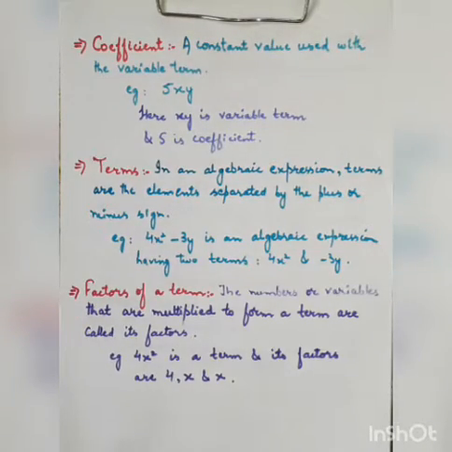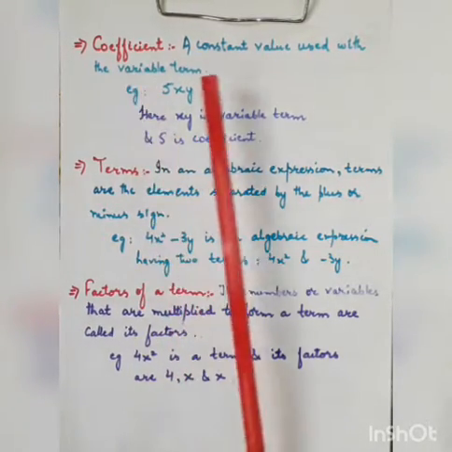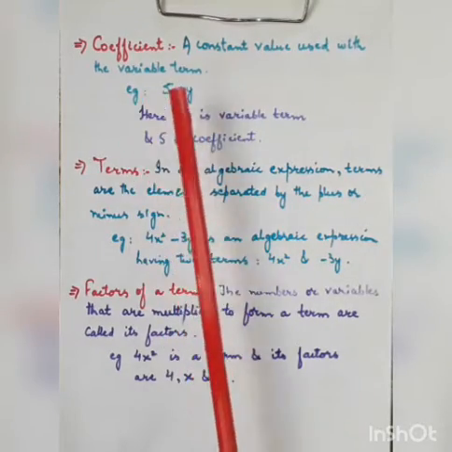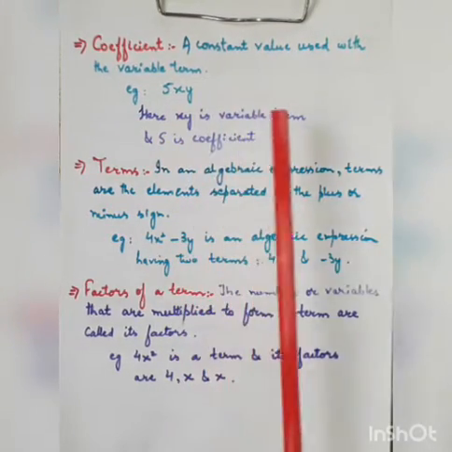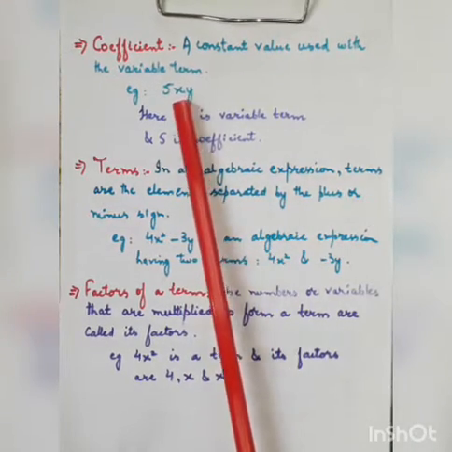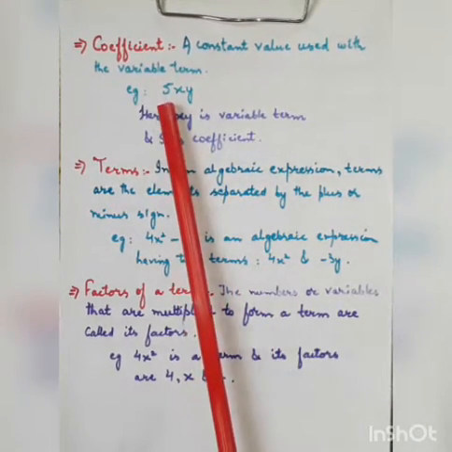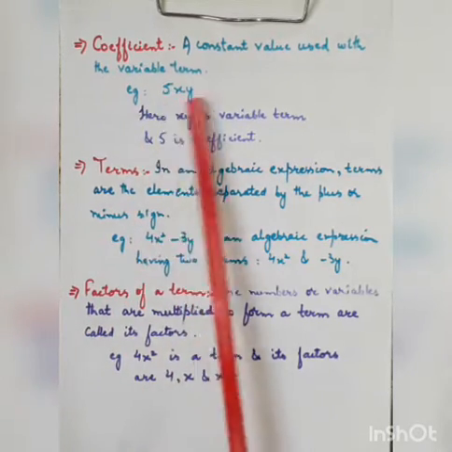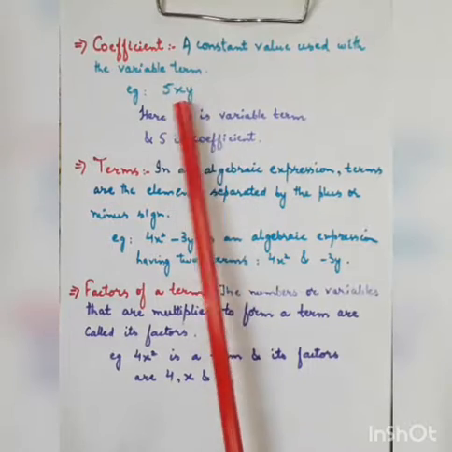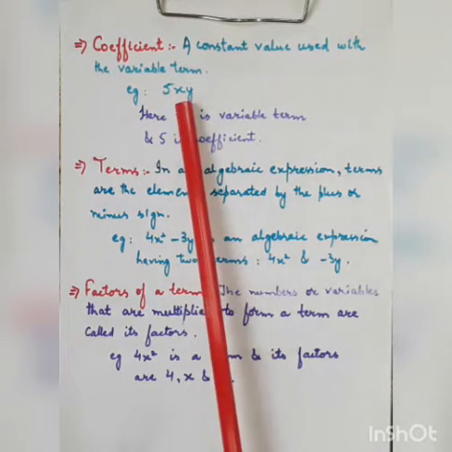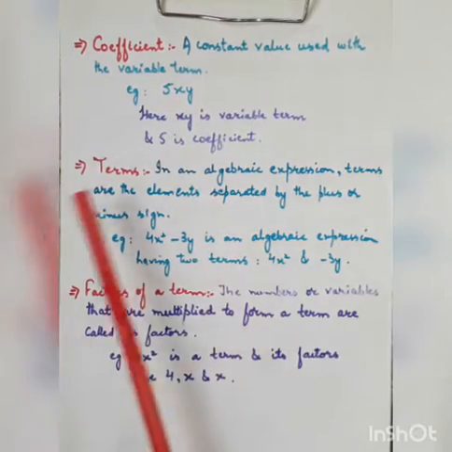Now students, next is coefficient. A constant value used with the variable term. For example, 5xy. Here xy is variable term and 5 is coefficient. So एक वेरिएबल टर्म के साथ जो भी कांस्टेंट वैल्यू यूज होता है उस कांस्टेंट वैल्यू को हम कोफिशिएंट कहते हैं. लाइक इन दिस एग्जांपल xy जो है ये वेरिएबल है एंड इसके साथ में जो ये 5 है दिस इज कोफिशिएंट ऑफ xy. क्लियर?